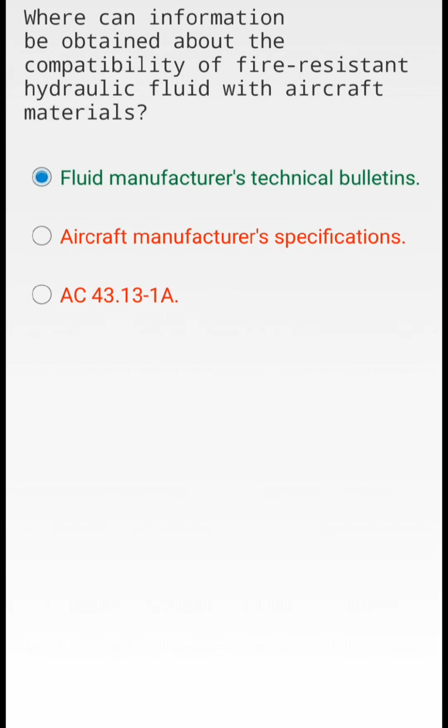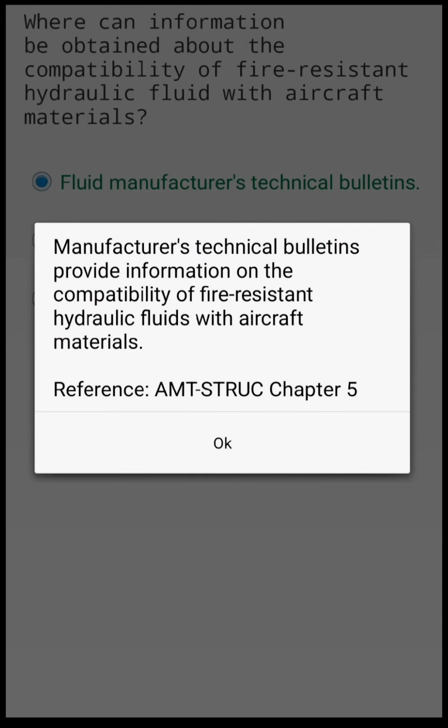Where can information be obtained about the compatibility of fire-resistant hydraulic fluid with aircraft materials? Fluid manufacturers' technical bulletins. Manufacturers' technical bulletins provide information on the compatibility of fire-resistant hydraulic fluids with aircraft materials.